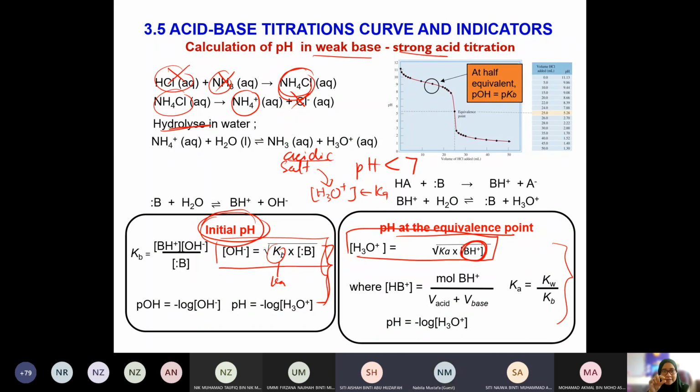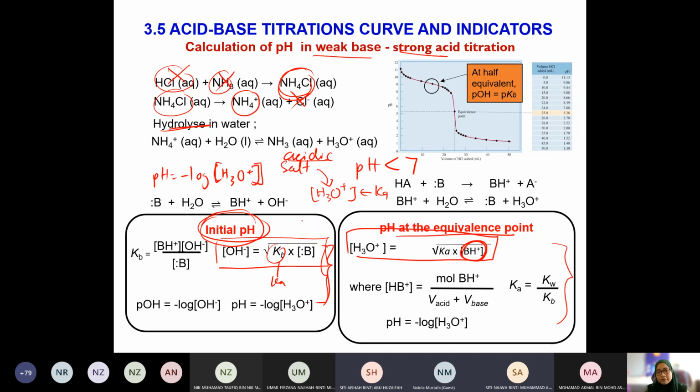What changes here, guys? Volume. Volume is now changing. Yes, it is true that at the end of the day, we have to calculate the pH equal to the negative log of the concentration of H3O+. Since we keep adding the titrant into the solution, the volume will definitely change. Right? When the volume changes, the concentration of H3O+ will of course change as well.